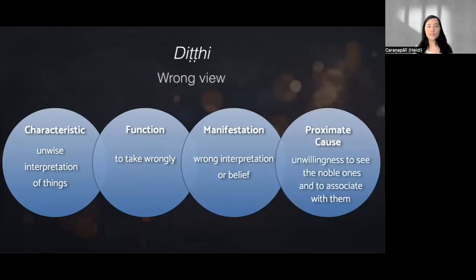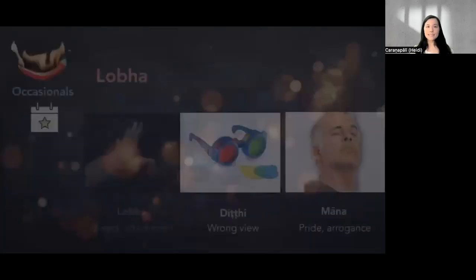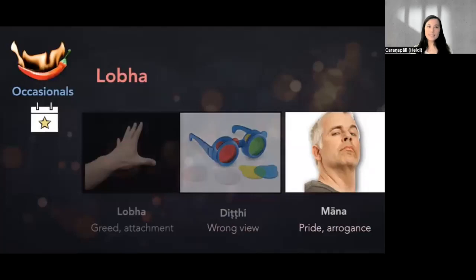When there are noble beings like the Buddha or the teachers showing the way, and some are not willing to listen or to associate with or see them, during the time of the Buddha or right now in this era, not being interested in seeing what reality really is is the proximate cause of wrong view. Okay, so this is the second unwholesome occasional cetasika in the Lobha group. Yes, Edith?